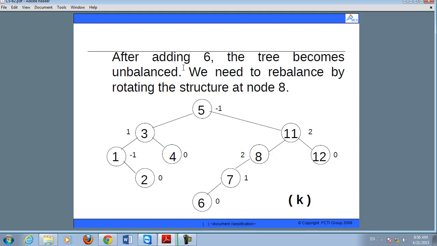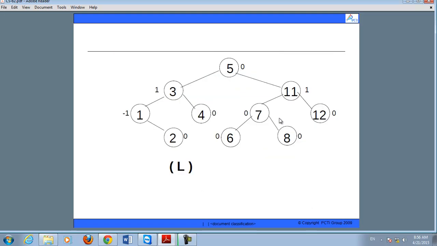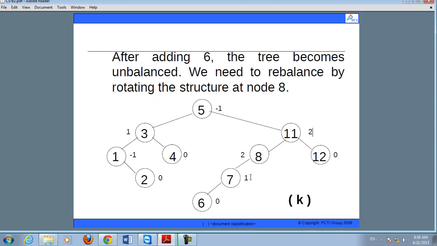Now what happens if you add 6? When 6 is added, then the balancing factor of 8 is 2, balancing factor of 11 is 2. It means the tree is unbalanced, and there is a need to rebalance the tree by the rotation functions. The rotation functions will be performed.